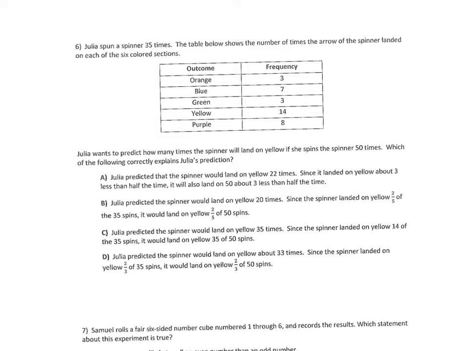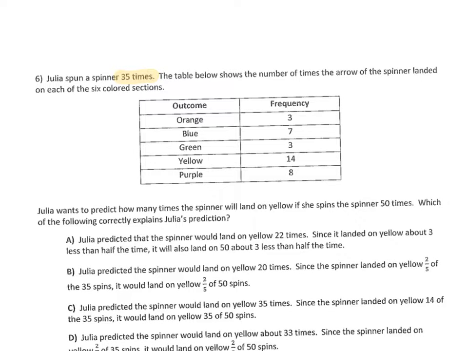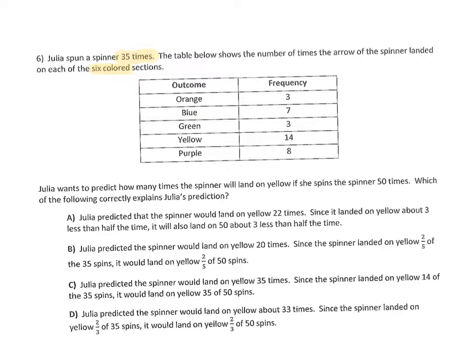Number 6, Julia spun a spinner 35 times. So that's our total number. The table below shows the number of times the arrow of the spinner landed on each of the 6 colored sections. So Julia wants to predict how many times the spinner will land on yellow if she spins the spinner 50 times. Which of the following correctly explains Julia's prediction?